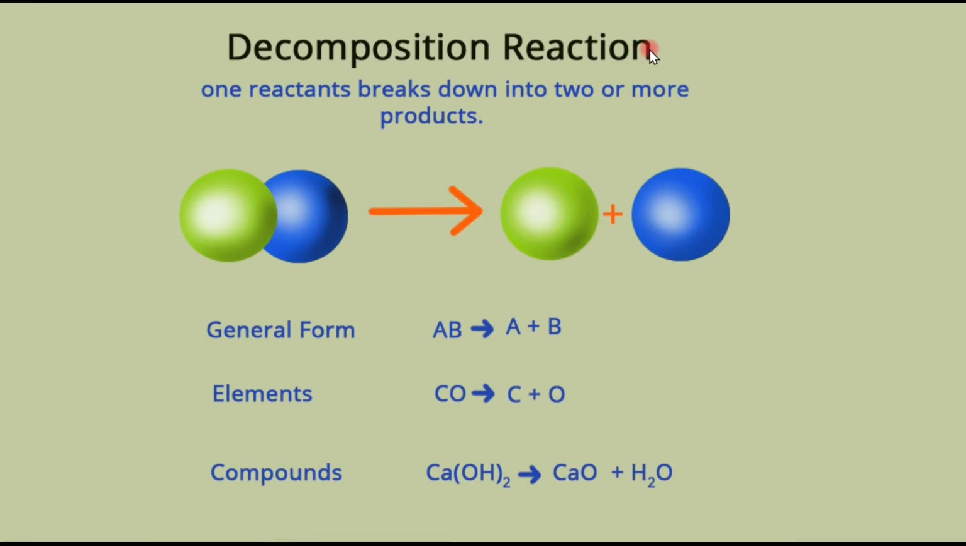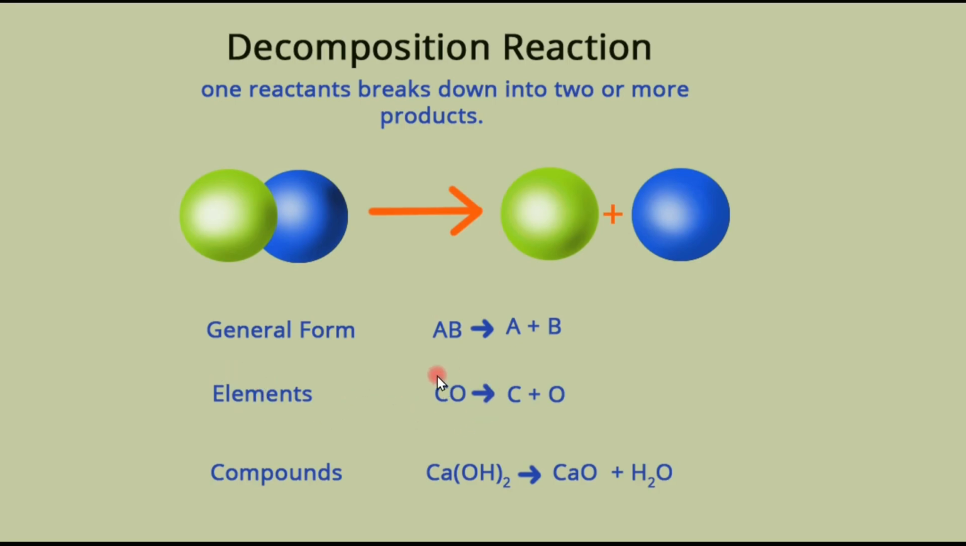A decomposition reaction is a reaction in which one reactant breaks down into two or more products. Generally we can represent a decomposition reaction like this: AB is the reactant, which breaks down and results in the formation of the products A and B.